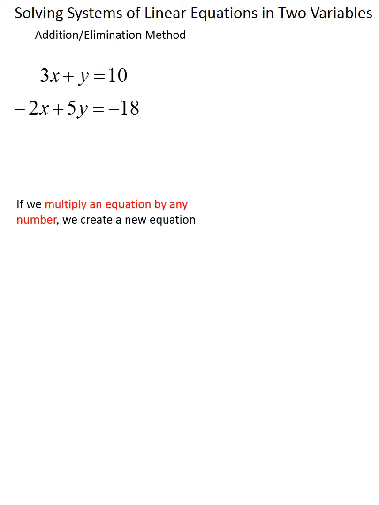If we multiply an equation by any number, we create a new equation. To show you what I mean by that, here's an equation. I think we could all agree 6 equals 6. If I were to multiply that equation by any number, say 2, big surprise, I get another equation.